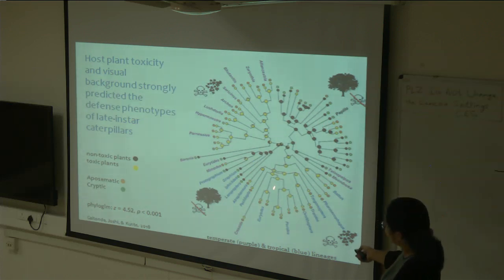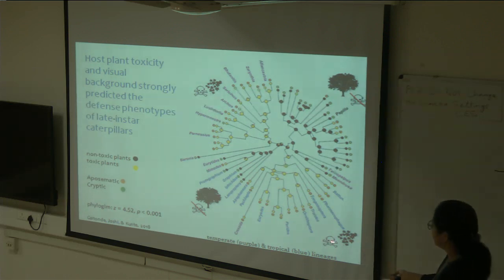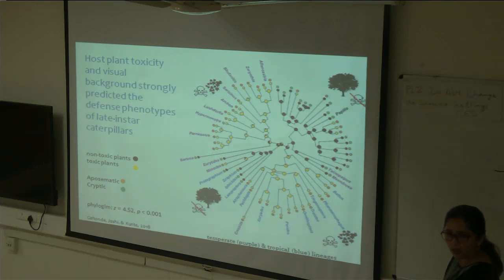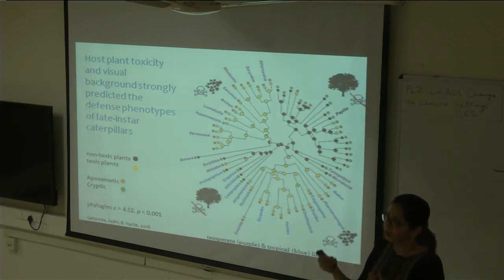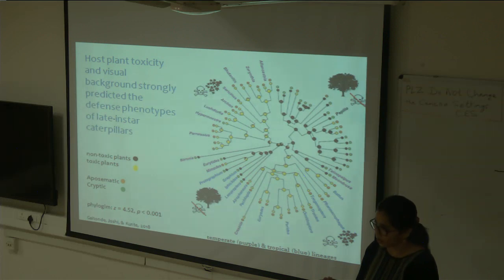Rest of them, whenever there is aposematism, they feed on toxic plants and they are always sparsely vegetated. Is that clear? Now we are looking at multiple traits, how they may influence each other, and if there is any interaction. So species which are aposematic at the caterpillar stage are feeding on toxic plants, and these toxic plants are always sparsely vegetated. So the visual background, apart from the phytochemistry of that plant, is also equally important.